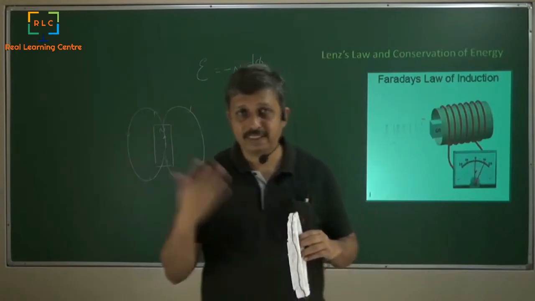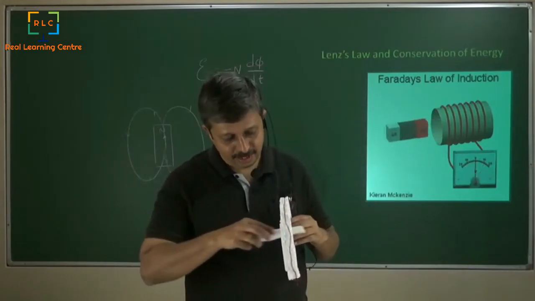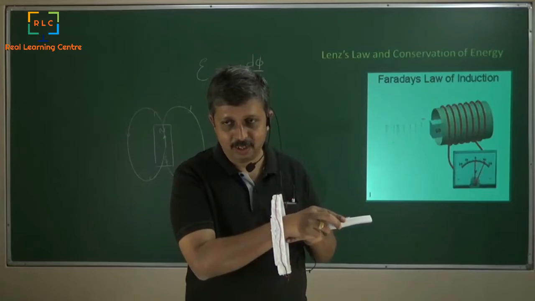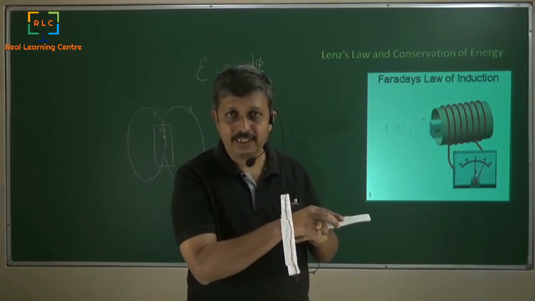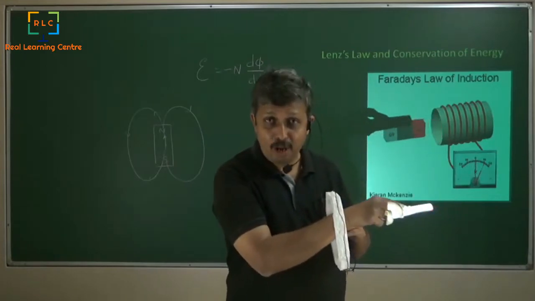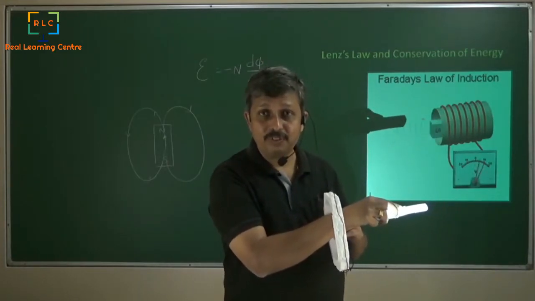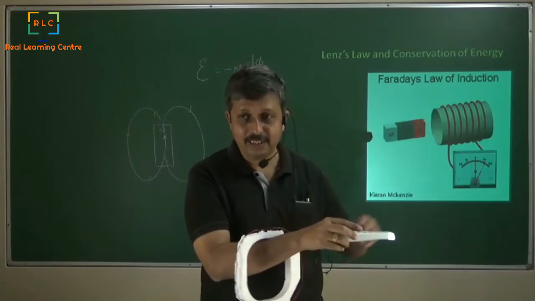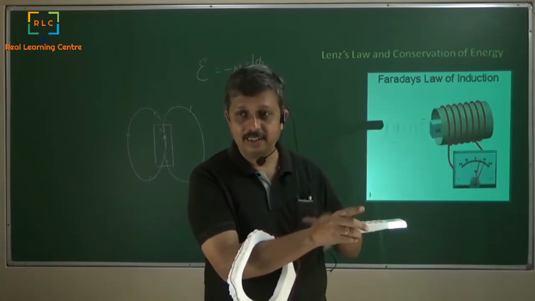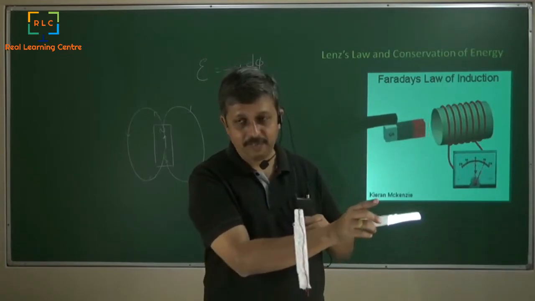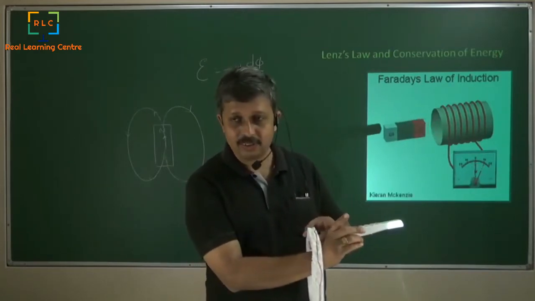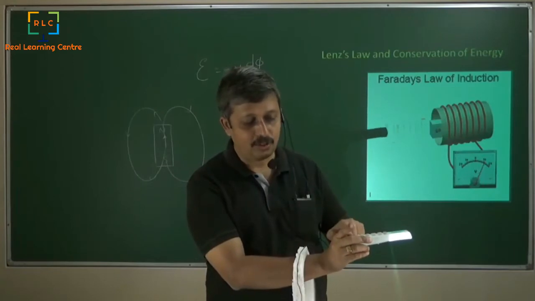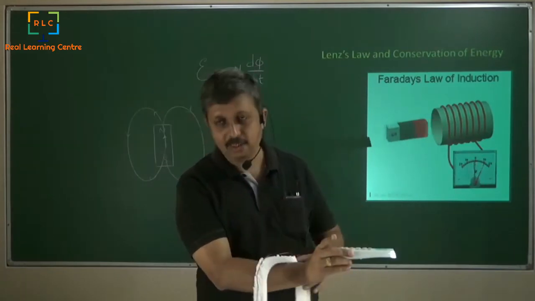In the sense that if it is going this way, you can see that it is going that way, you would want to stop this, you want to make sure that it doesn't go away. You have to oppose its movement. How do I do that? Look at this, this is having north here and south here, and now it is going away. So to attract this, since this side is south, I need another one here which is a north.